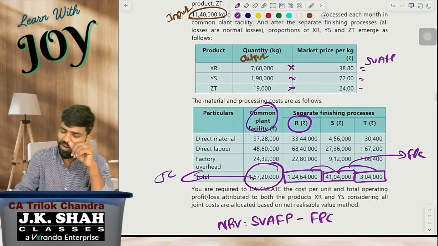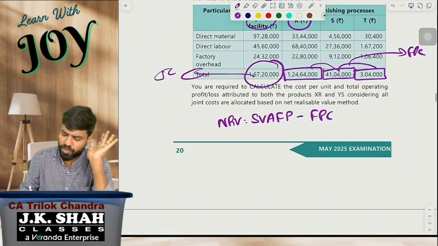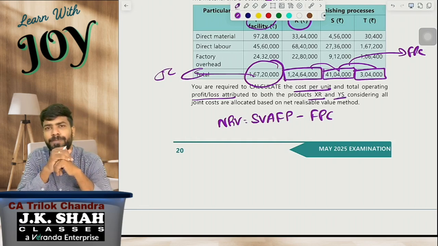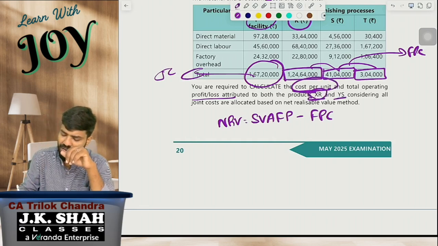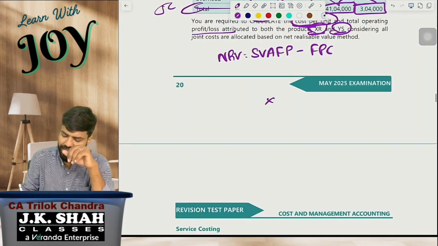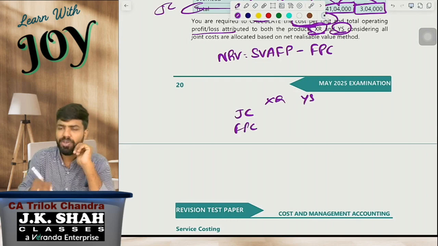And this is the sale value after further processing. All the information is given. Just what they are asking: you are required to calculate cost per unit and total operating profit or loss attributed to both products XR and YS. They are asking to calculate cost per unit of XR, YS. How to calculate that? First we need to apportion joint cost, then we need to take the further processing cost.